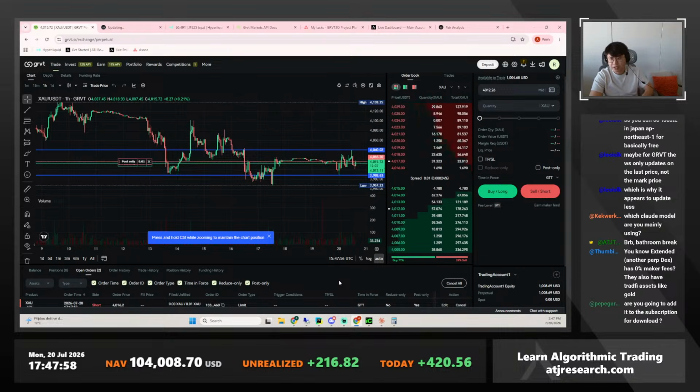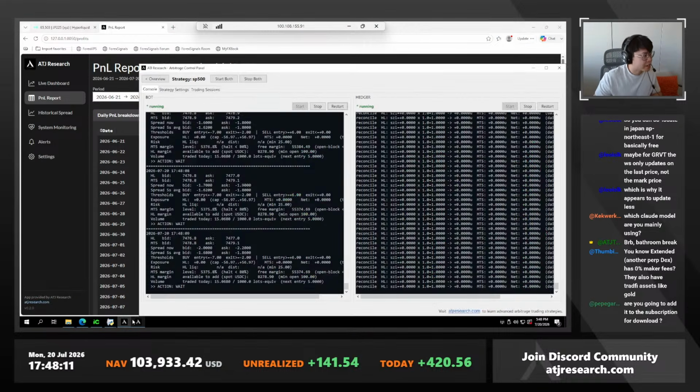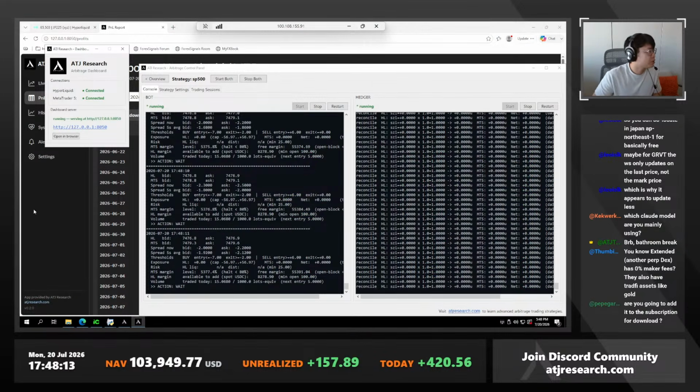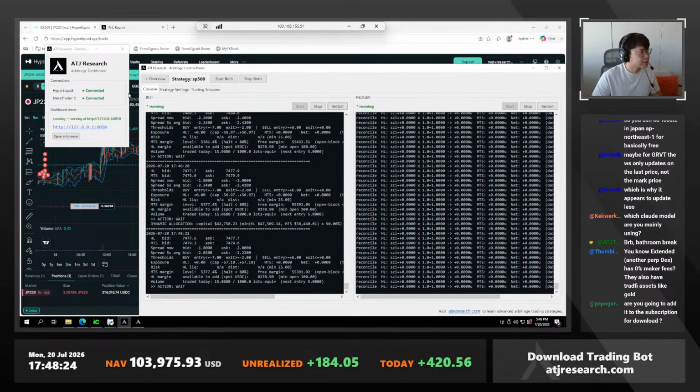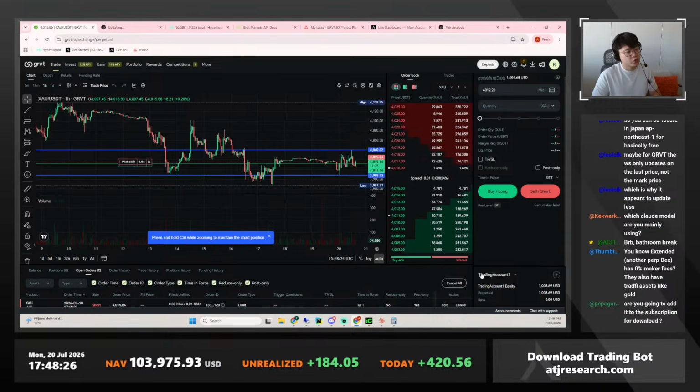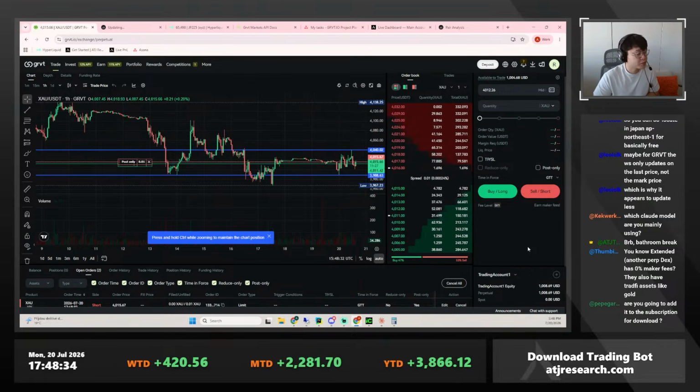Extended perp DEX has zero maker fees. They also have TradFi assets like gold. Yes, someone's mentioned that. So I think actually we were quite fast with Gravity today. To be honest, I don't need to spend an entire month doing dashboards and control panels because you already have that, right? So I think it's more about doing the proof of concept, doing the initial drafts. I'm not going to spend an entire month again doing all these things. But I will try to create quick proofs of concept, right? First drafts, so you guys can get started as soon as possible.